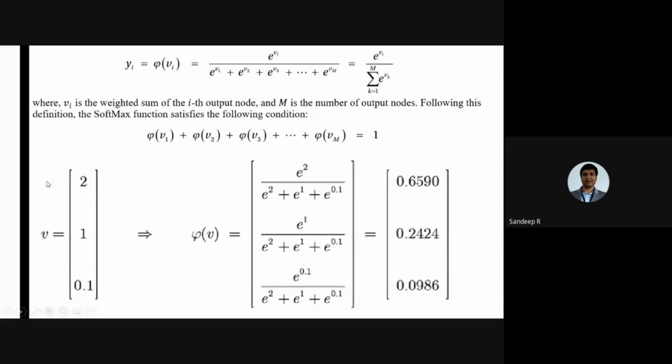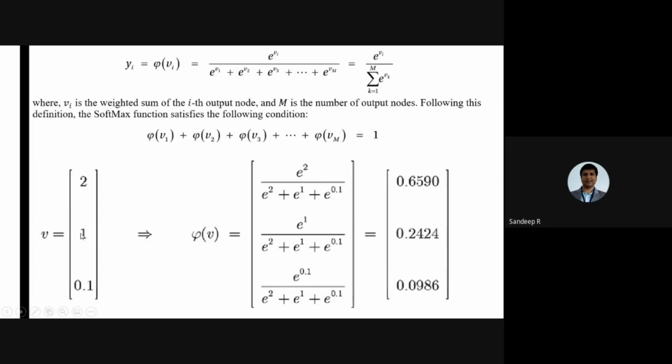Say for example, I have the weighted sum of the input as 2, 1, 0.1. So what is the softmax activation function? This is the mathematical model, but to keep it simple, I've just put it in numbers. So the output of the activation function will be like this. So e to the power 2 divided by e to the power 2 plus e to the power 1 plus e to the power 0.1. It will calculate it. So you'll get this number.